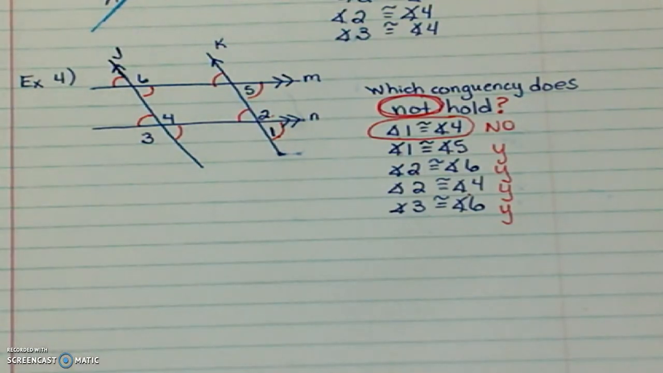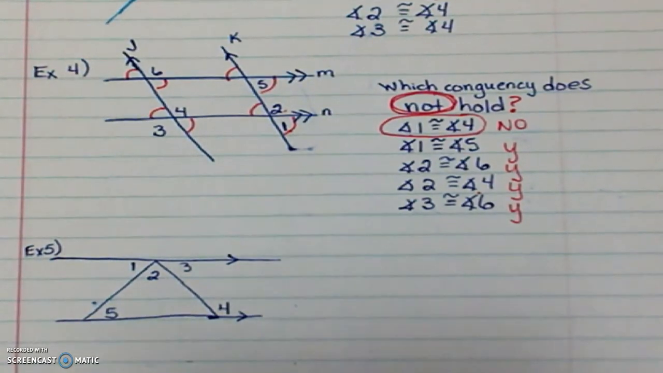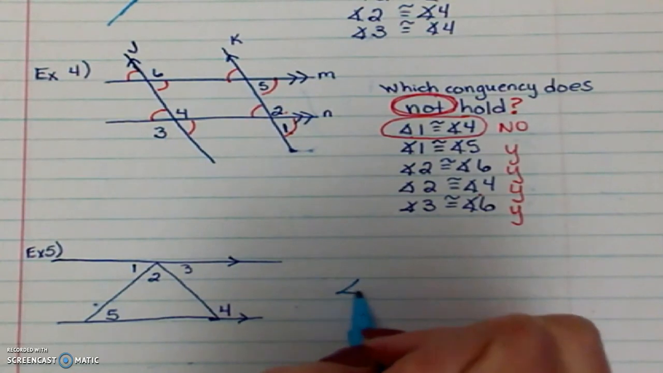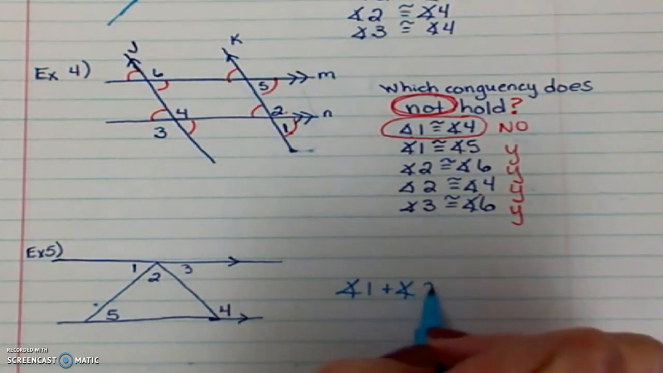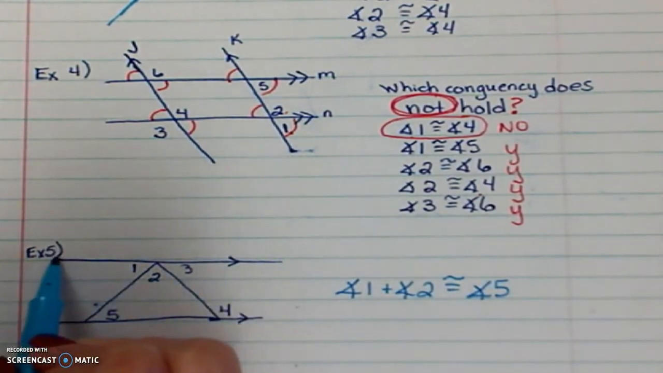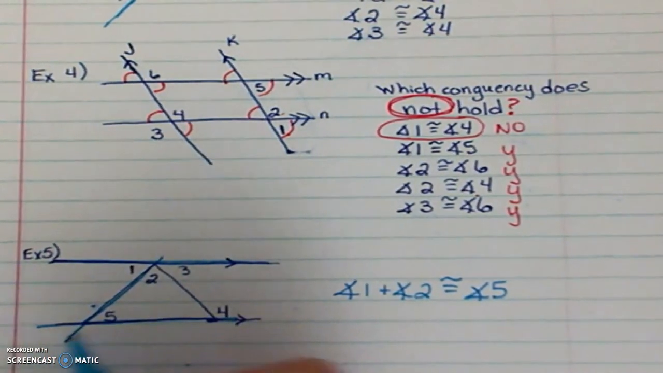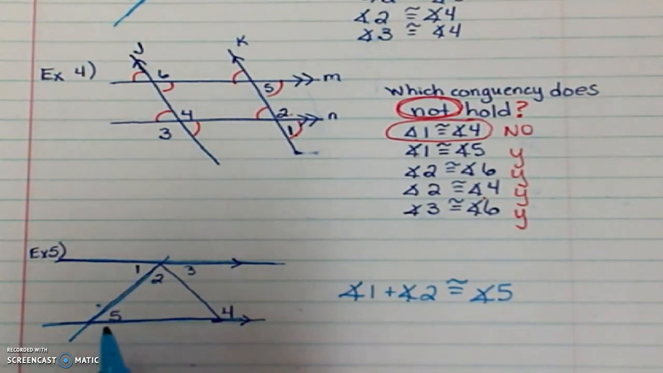Just be careful of how they ask those particular questions. Are they saying that they are the same, or are they saying which one is not true? Okay, just real quickly on this last example here, what I want to point out to you is they might give you congruency statements. For an example, they might say that angle 1 plus angle 2 is congruent to angle 5. Well, if you look at your parallel lines right here, and if you cut it by this transversal, you see that that is not true. Angle 1 is equal to angle 5.